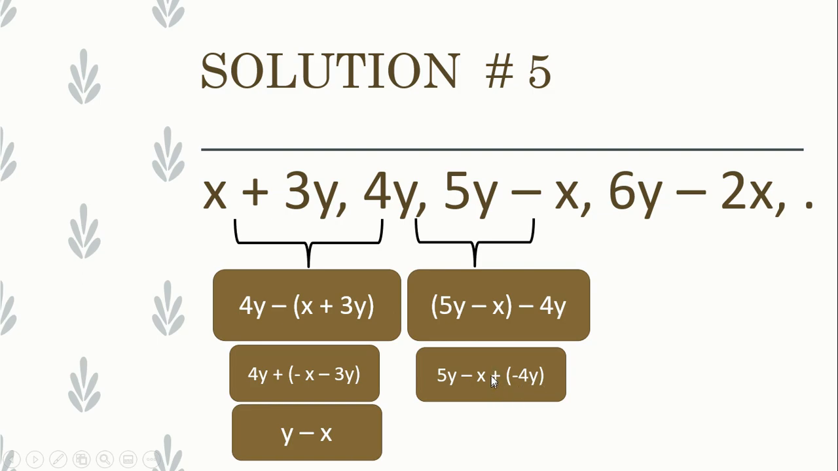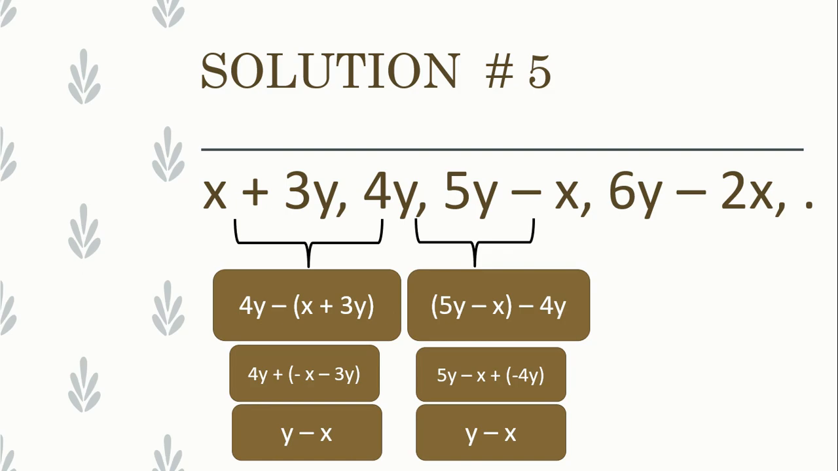Then proceed to addition. Then identify like terms and combine them. 5y is similar to the term minus 4y. 5y minus 4y is equal to y, and since minus x or negative x does not have terms similar to it, leave that again as minus x. That will become y minus x.